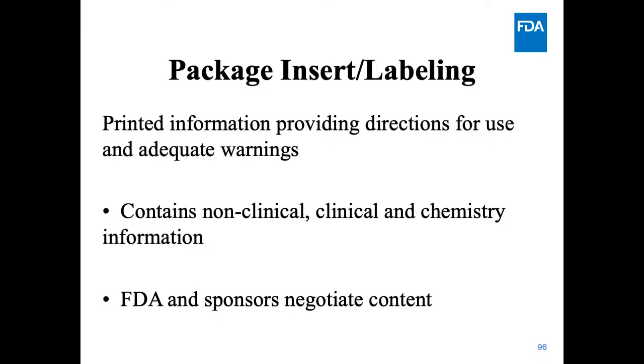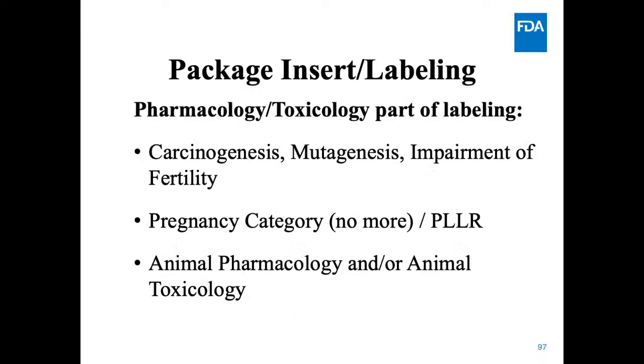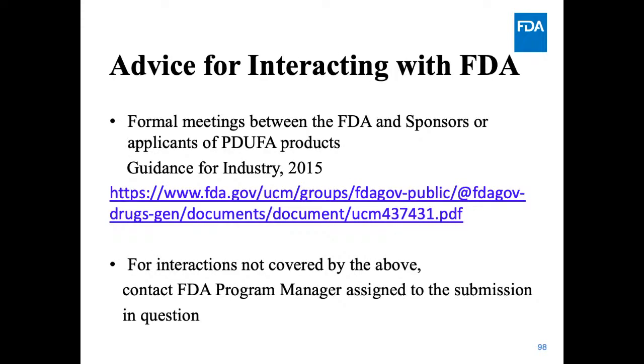Then comes the packaging, that is, the printed information providing directions for use and adequate warnings, which should contain non-clinical, clinical and chemistry information. FDA and sponsors negotiate the content. And then carcinogenesis, mutagenesis, impairment of fertility, pregnancy category, animal pharmacology or animal toxicology.